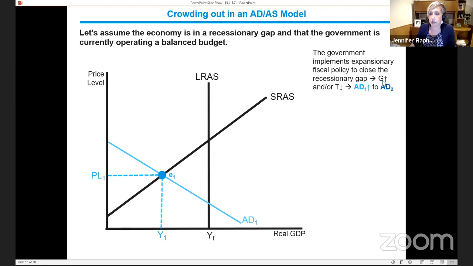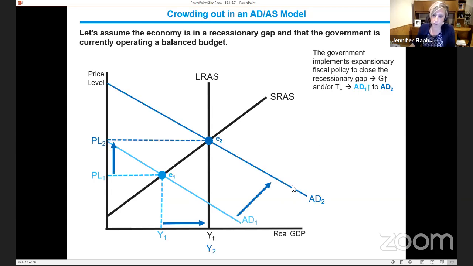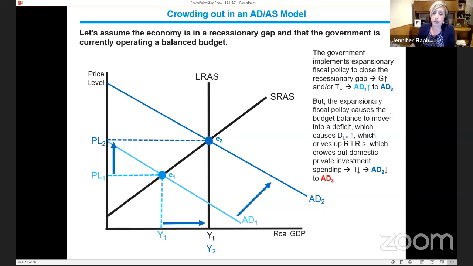So we know the government can either increase government spending or it can decrease taxes. Either or both of those things will cause aggregate demand to increase to, let's say, AD2. That gives us a new equilibrium here, right? But the expansionary fiscal policy is going to cause the budget balance to move into a deficit, which causes the demand for loanable funds to increase, which drives up real interest rates, which crowds out domestic private investment spending.